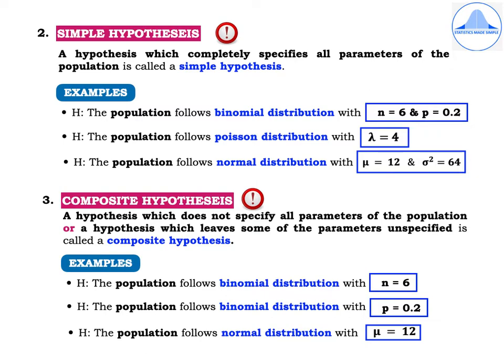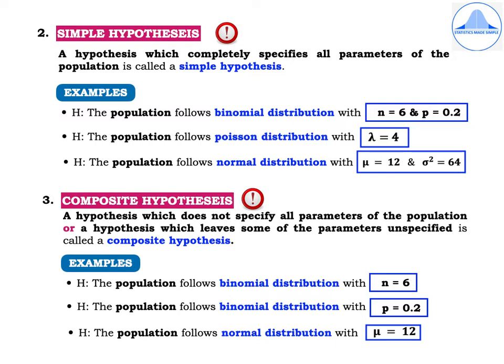Second example, H denotes the population follows Poisson distribution with lambda equal to 4. So the Poisson distribution has only one parameter lambda, and I am specifying the value of that parameter lambda as 4. So this statement becomes a simple hypothesis.